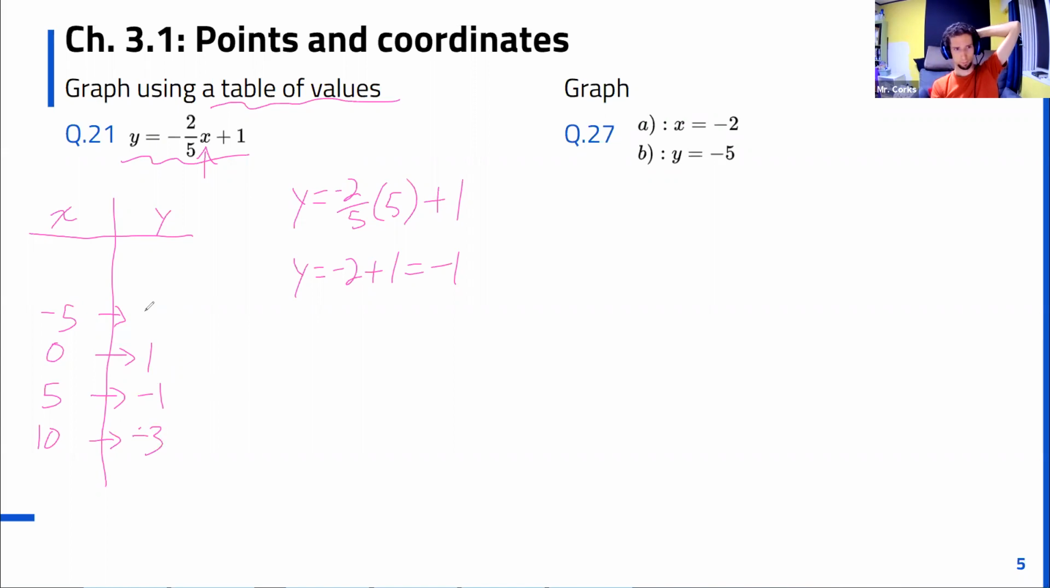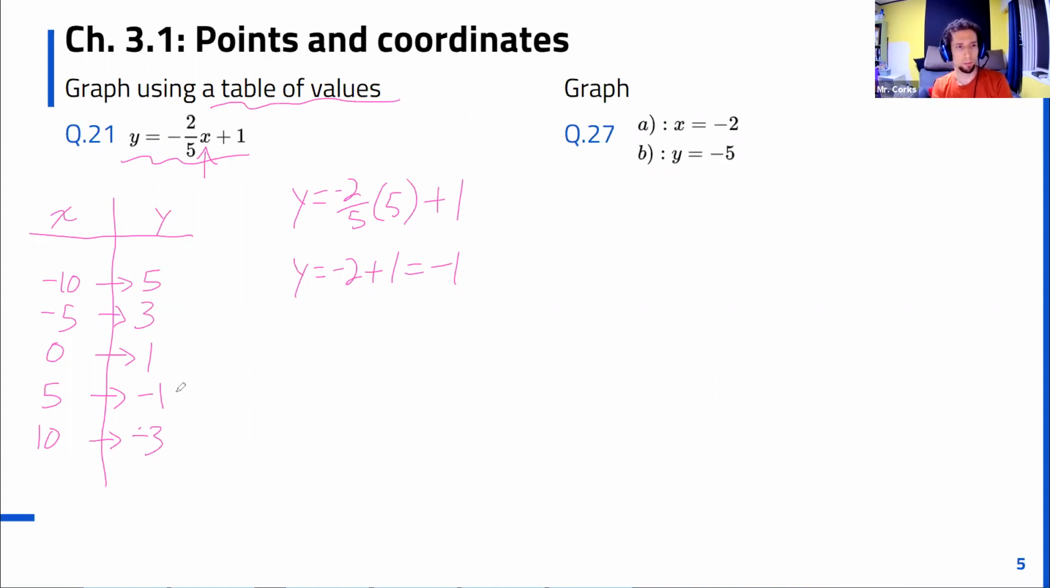It's 3. Positive 3. This one is +3. And from here, this is enough. We can see the pattern. If we did -10, then we can be pretty sure this would be 5. So it's just changing by 2 each time.